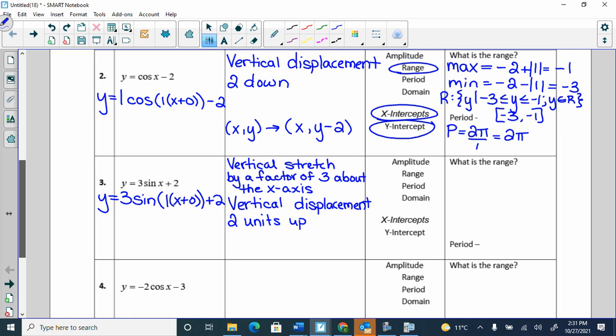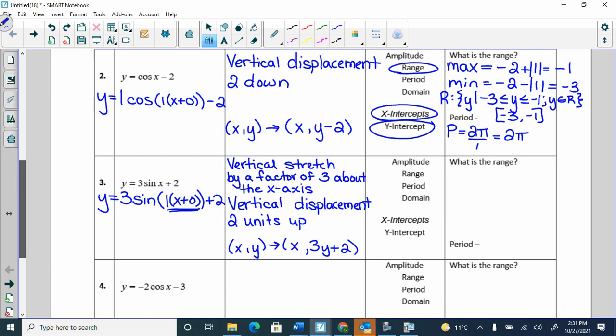Let's do our mapping. Is anything happening to that x? Do we have anything going on in here? Nope. So I know it's going to be x, y becomes x. And everything's happening to my y's because there's nothing happening to my x's. What I'm going to multiply my y's by? 3, and then I'm going to do what to it? Add 2.